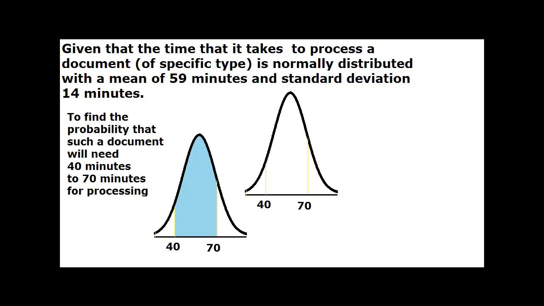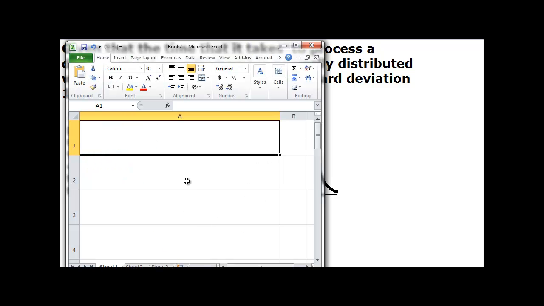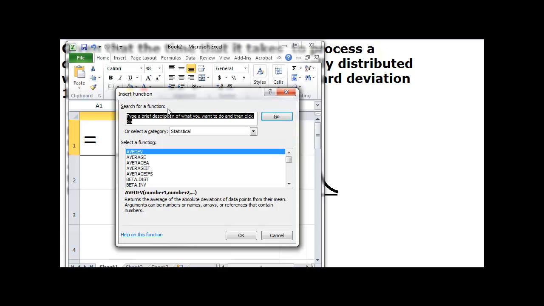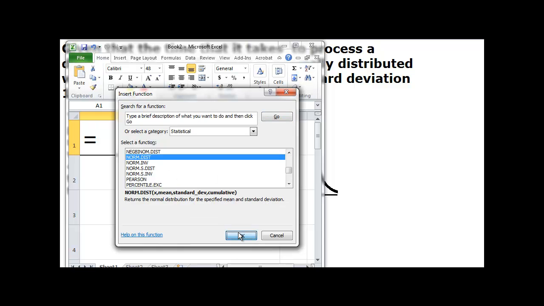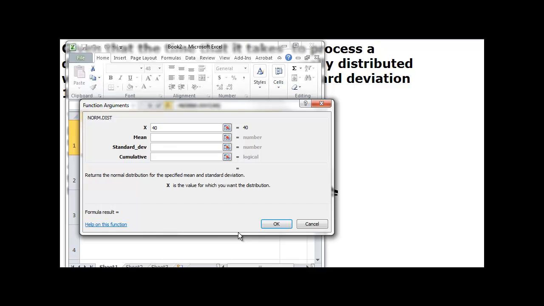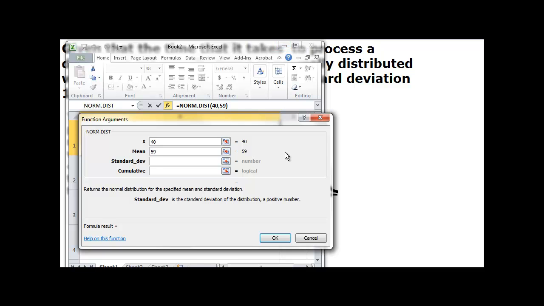We are using Excel, so what I would do first is find the area to the left of 40, because that's how the computations were done for us. So we go here, and then we will again choose normal distribution. I went too far, or here it is. I want the area to the left of 40, and the mean is how much? 59. And the standard deviation was how much? I forgot.